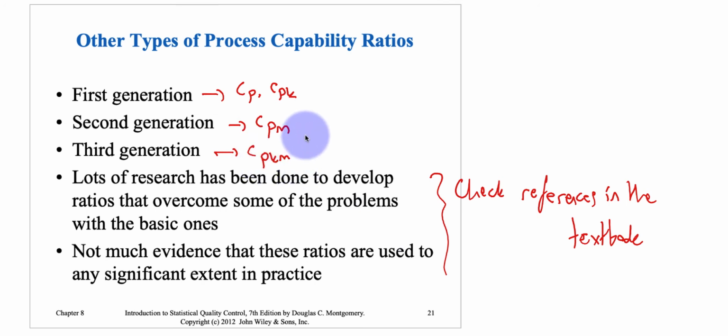There are lots of academic papers, and you can find these references in the textbook. If you are interested in the topic, you can read about them. You can check the calculations and computations of these alternative process quality ratios. But the textbook says that there is no significant evidence that these new alternative ratios are used to any significant extent in practice. So usually in industry, they use CP and CPK process quality ratios.